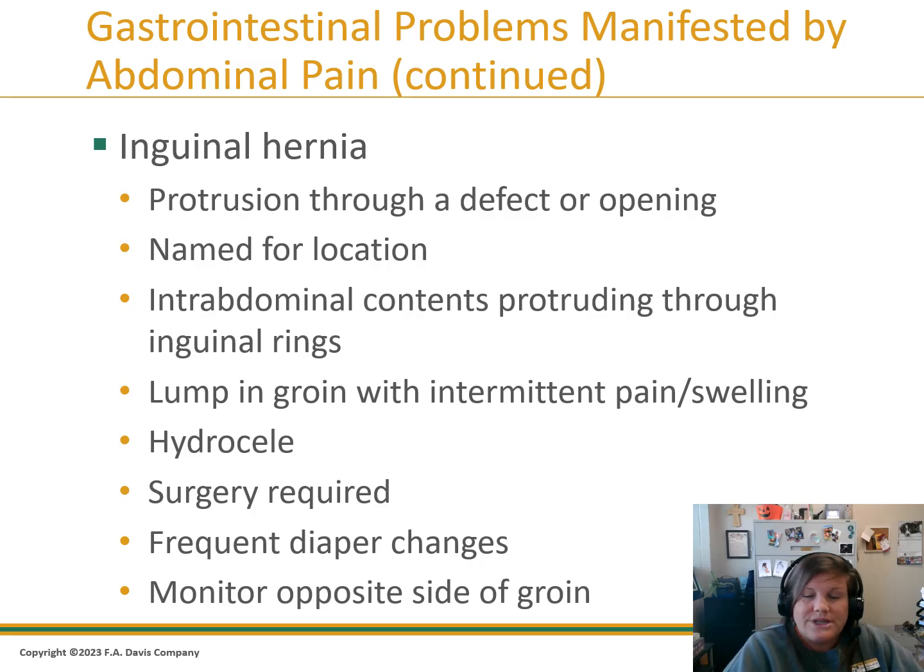And the frequent diaper changes would be a post-op measure that we would be doing to try to keep that surgical incision clean. So, trying to make sure that as often as possible, we're preventing any exposure of feces and even urine to that site, which could cause irritation or infection.